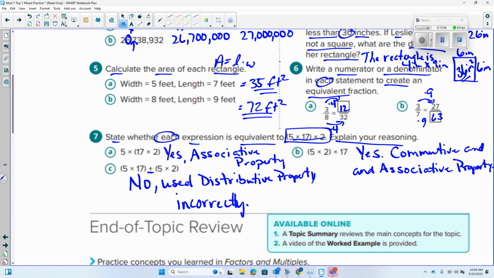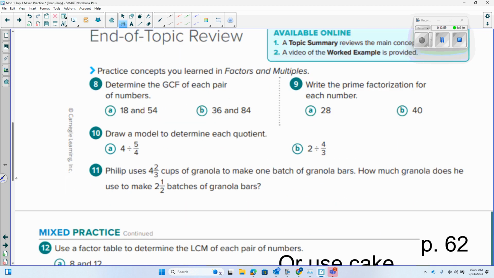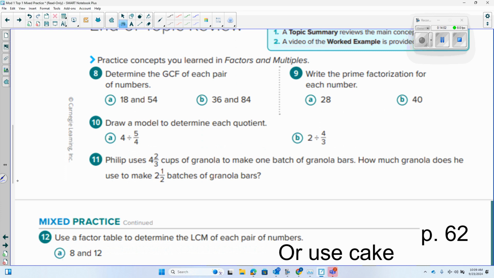Okay, here's where your actual test begins, guys. So the rest of that was kind of good to know review. This is what you really need to know for the test.